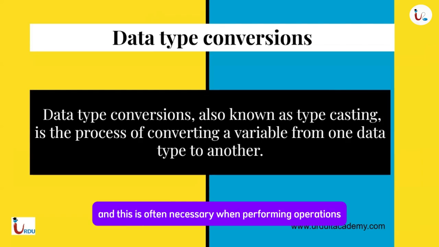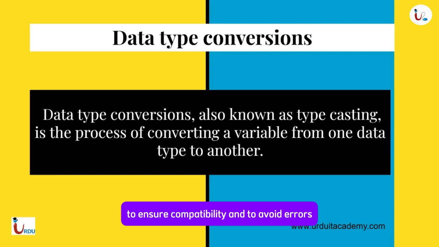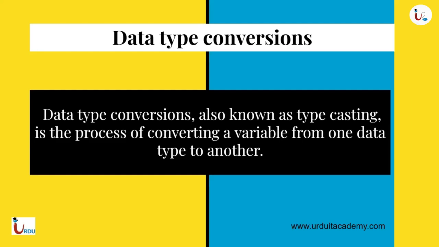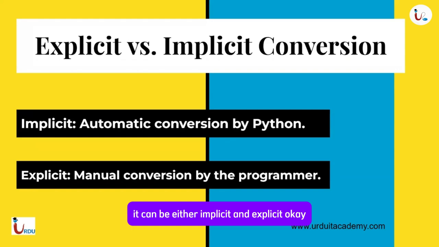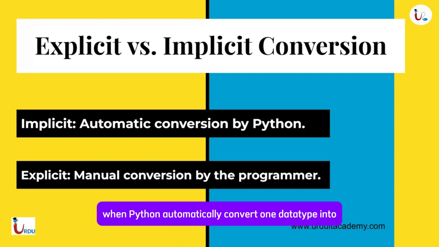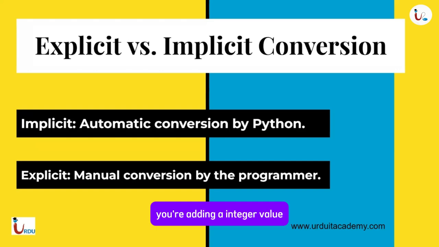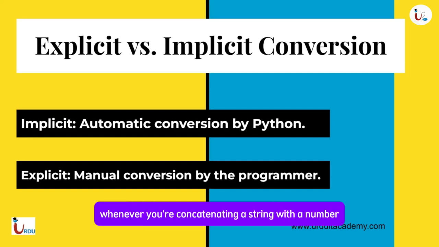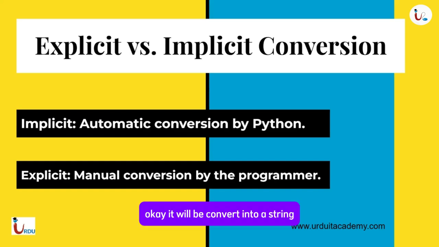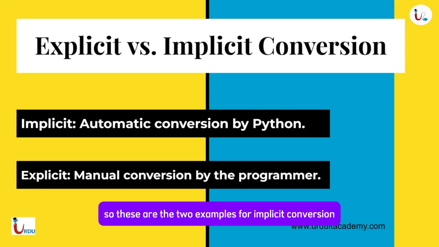This is often necessary when performing operations on variables of different data types, to ensure compatibility and to avoid errors. These kinds of conversions can be either implicit or explicit. Implicit conversion means automatic conversion done by Python itself. It happens when Python automatically converts one data type into another during an operation. For example, when you add an integer value and a float value together, the output will be a float value. That's an implicit conversion Python is doing. Similarly, whenever you concatenate a string with a number, the number will be converted into a string. These are two examples of implicit conversion.